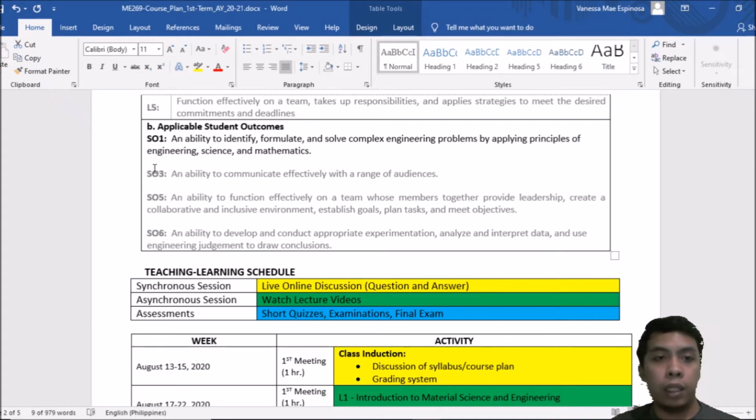So, hindi ko na i-discuss tong SO3 and SO5 and SO6 because that will be discussed on your laboratory sessions.